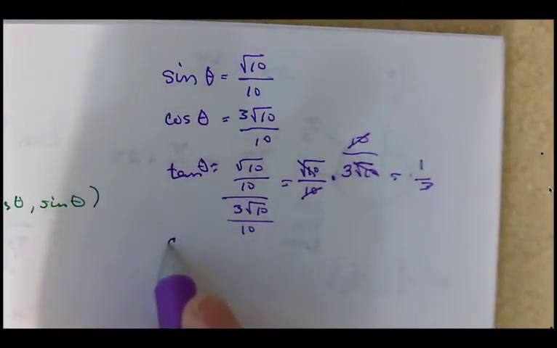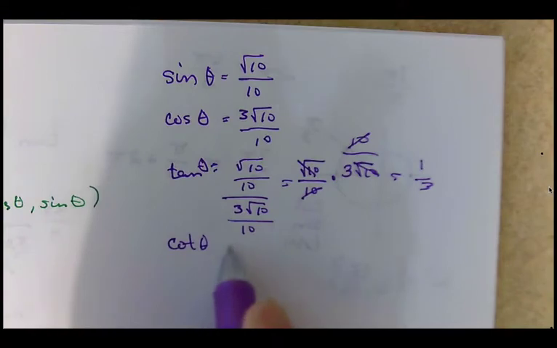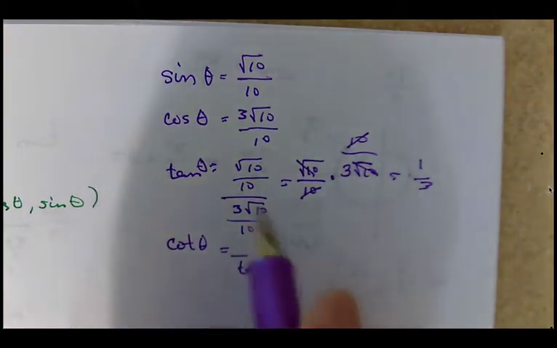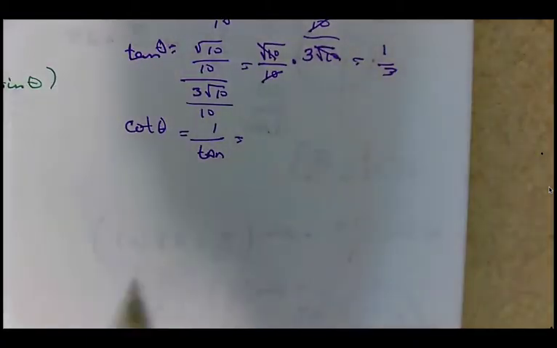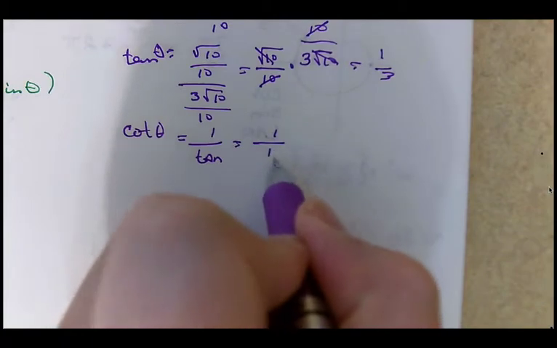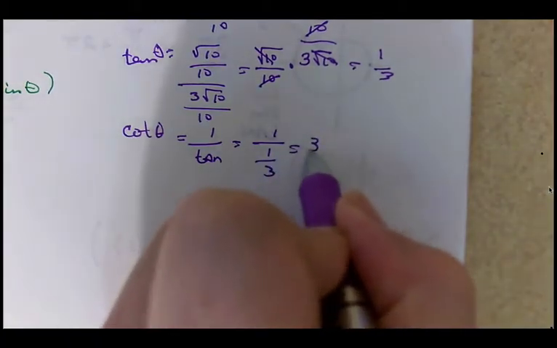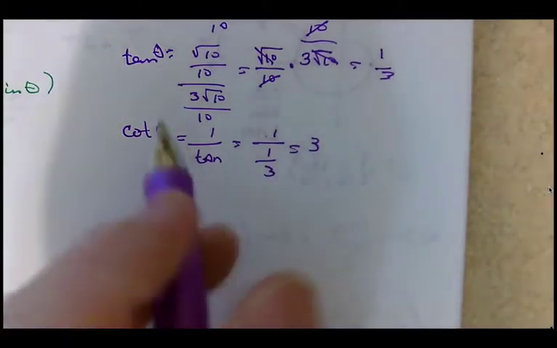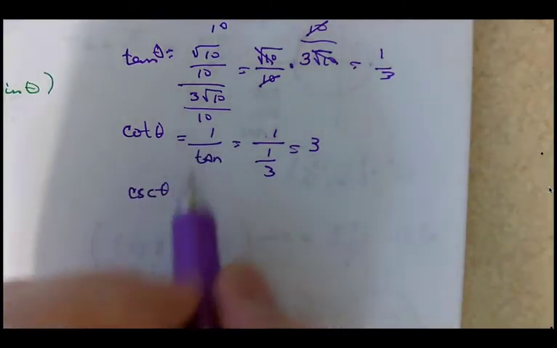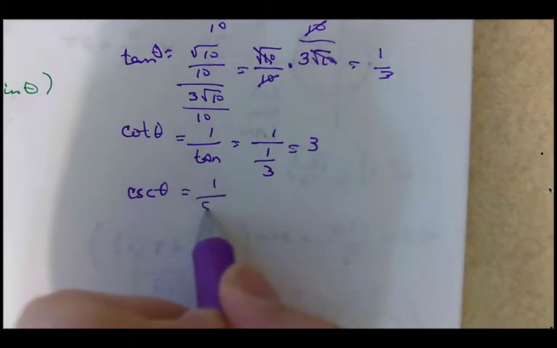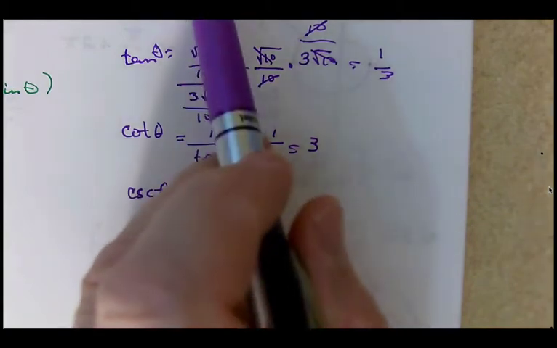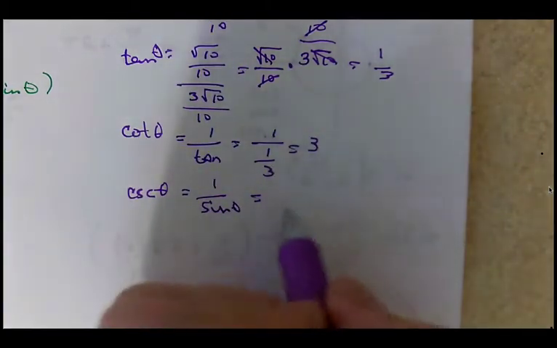I have a cotangent of theta, which is equal to 1 over tangent. And in this case, 1 over tangent is equal to 1 over 1/3, which is equal to 3. Cosecant is equal to 1 over sine. What was my sine? The square root of 10 over 10.